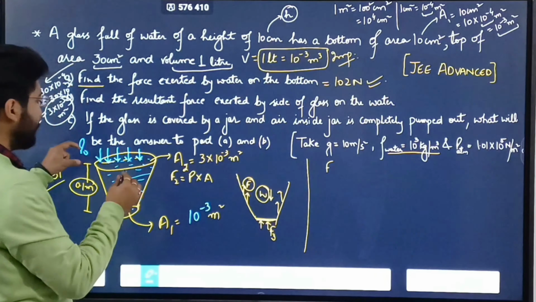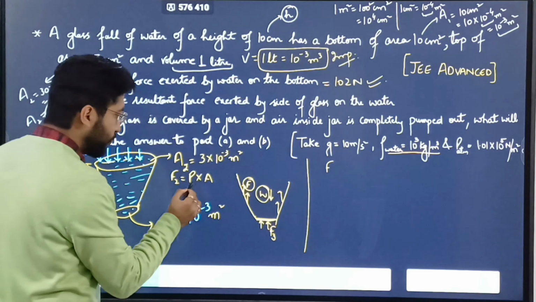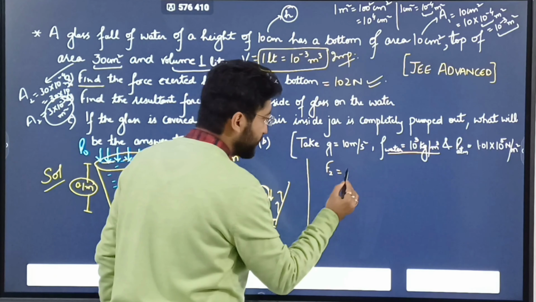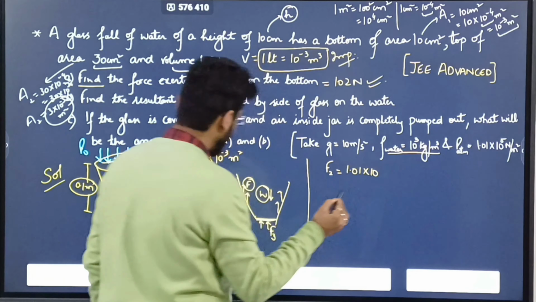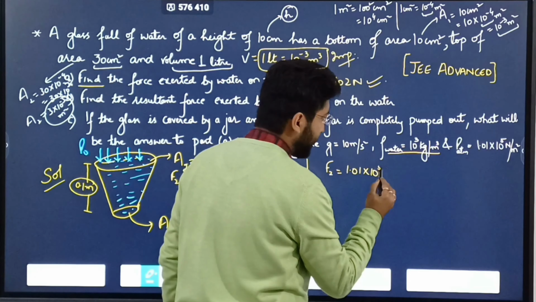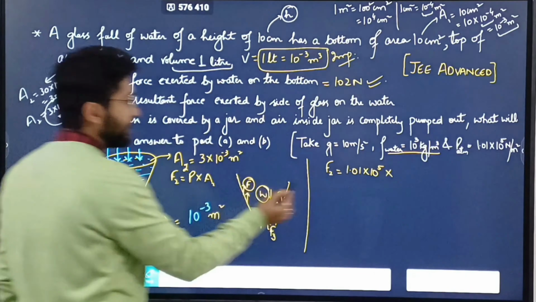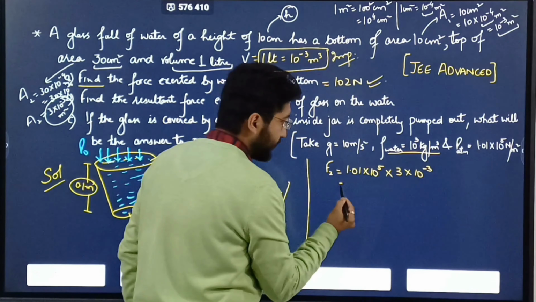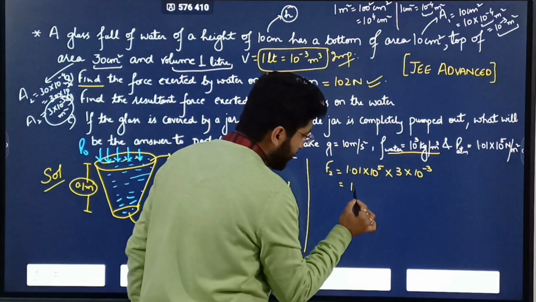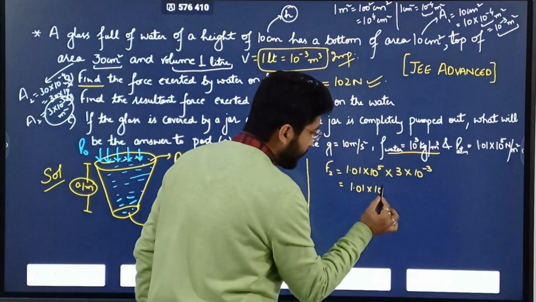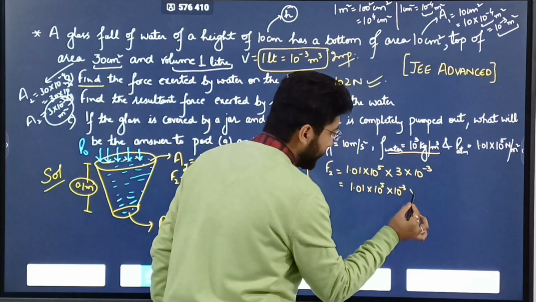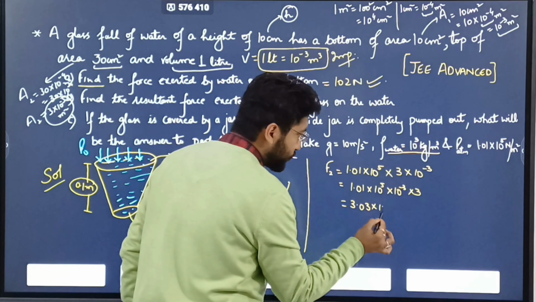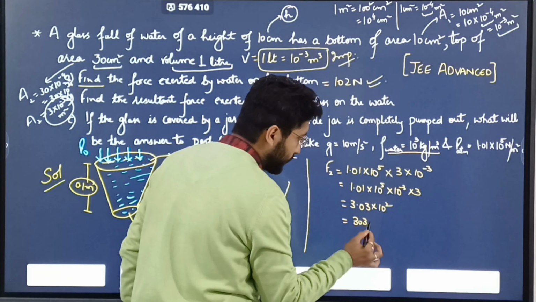Now there is no height above the surface, so the pressure only comes to be the standard pressure. So F2 equals 1.01 × 10^5 × area 2, which is 3 × 10^-3. Now come to the calculation: 1.01 × 10^5 multiplied by 10^-3 × 3. Here 3.03 × 10^2, which equals 303 Newton.